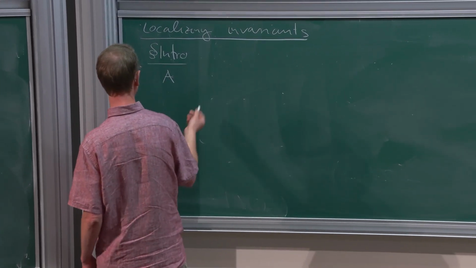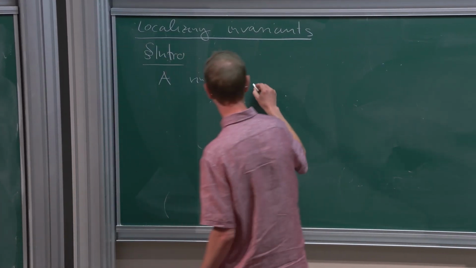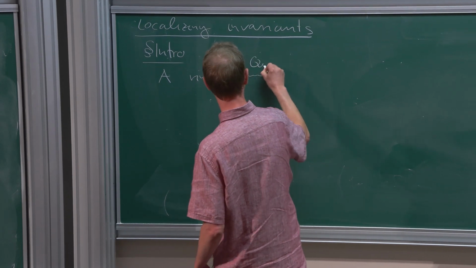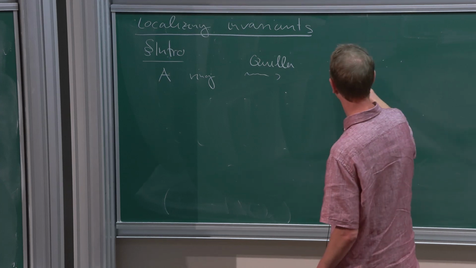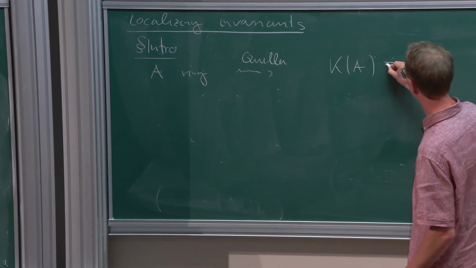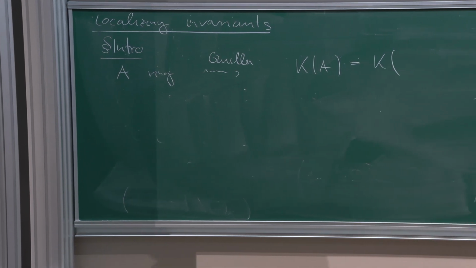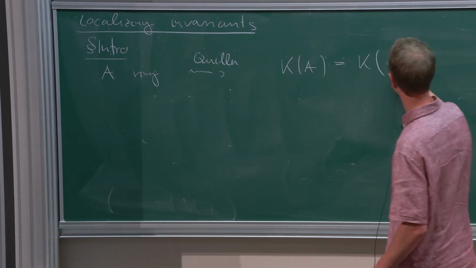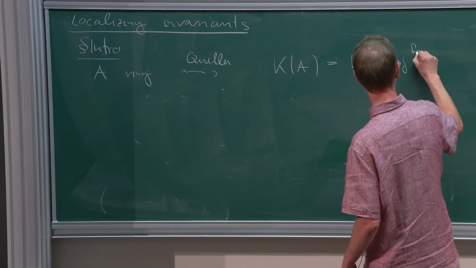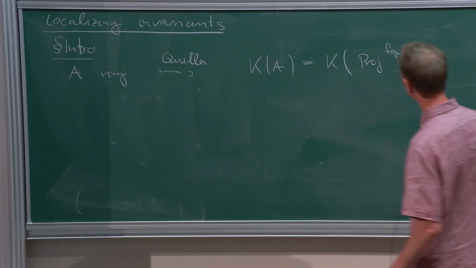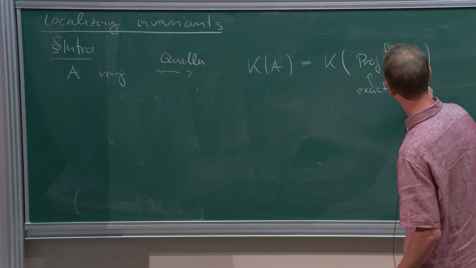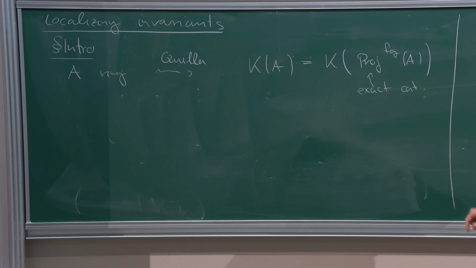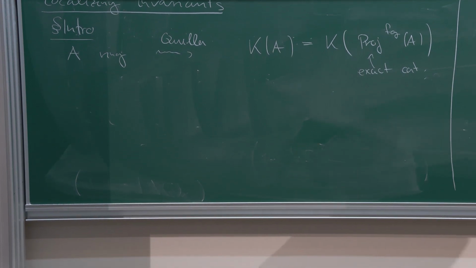Let me start first with an introduction, even more classical, to K-theory. If you have any ring A, then Quillen associates to it the K-theory of A, which Quillen defines in terms of the category of finitely generated projective modules. This is an exact category in the sense of Quillen, which means you have some notion of exact sequences and so on that satisfies some axioms.